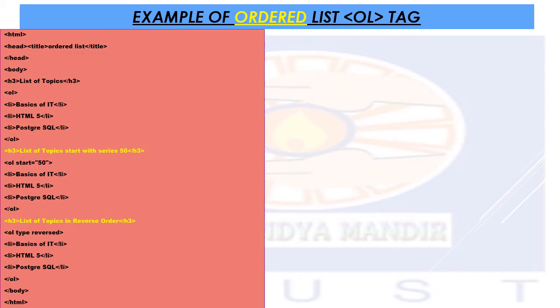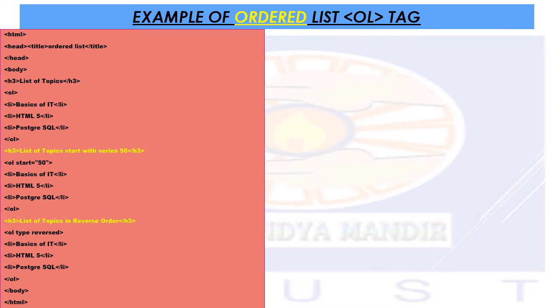So OL type reversed. You can see here there is no need to use any equal to over here. You have to just give OL reversed, R-E-V-E-R-S-E-D. Don't forget that. You have to give it in a proper manner, then only you will get the proper output. The LI tag you are opening, you are giving the list of items, closing the OL tag, close the body and close the HTML tag.